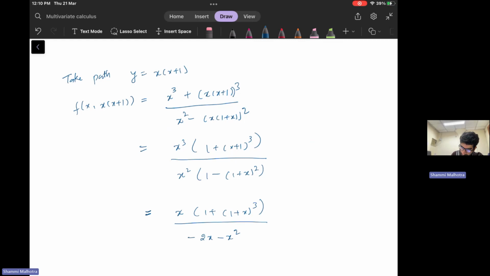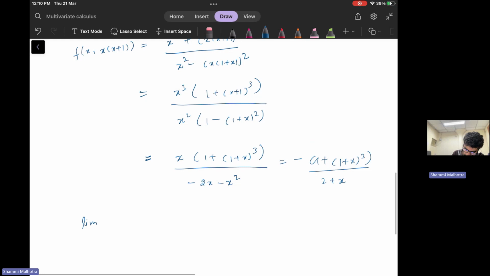If you see, this will be just nothing but x, negative of (1 plus 1 upon x) cube, whole divided by (2 plus x). So when I take the limit x tending towards 0, f of x into x plus 1 times x, so this will be (1 plus 0) cube, whole divided by 2. So this will be just nothing but the value being minus 1.